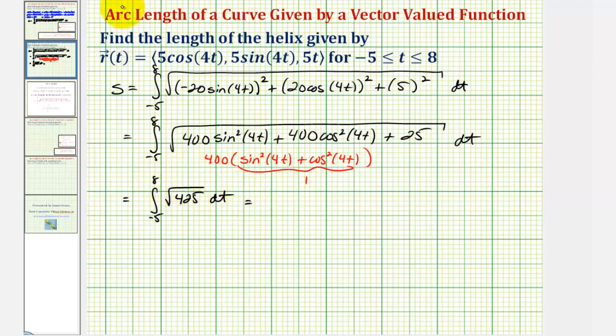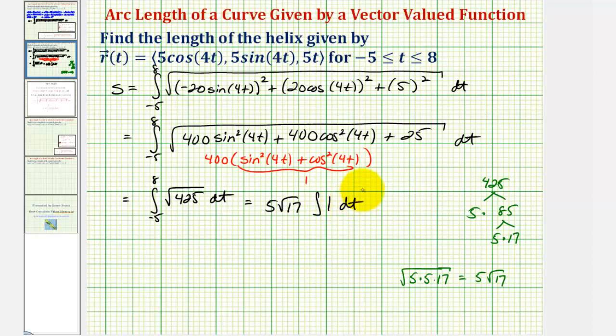Let's go ahead and simplify the square root of 425. Since 425 is equal to 5 times 85, and 85 is equal to 5 times 17, the square root of 425 is equal to the square root of 5 times 5 times 17, which simplifies to 5 square root 17. So we can write this as 5 square root 17 times the integral of 1 dt. So we would have 5 square root 17 times the antiderivative of 1 with respect to t, that would be t. And again, our limits of integration are from -5 to 8.